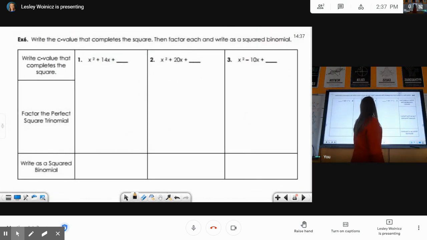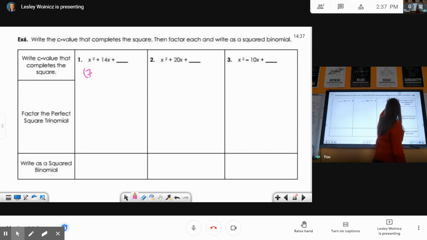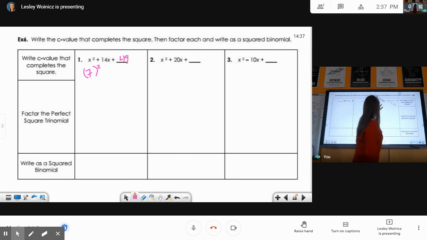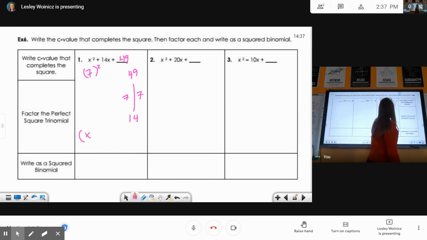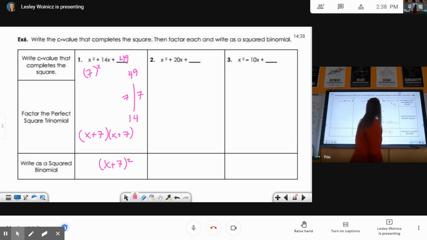All right. We take 14, chop it in half, we get 7. Square 7, we get 49. Okay, we look for factors of 49 that sum to 14, and it's 7 and 7. It's got to be 7. So then it's x plus 7 times x plus 7. That gives us x plus 7 squared.